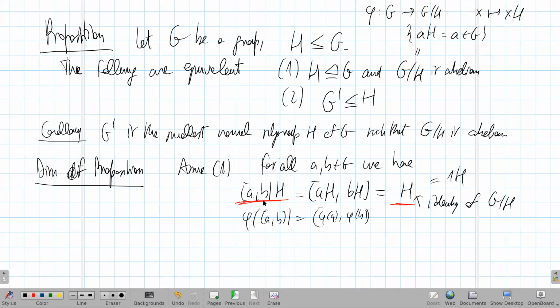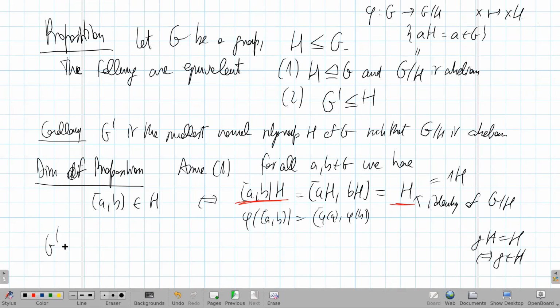But of course, what does it mean for all these cosets to equal H? This means exactly that for all a, b in G, the commutator [a,b] is in H, because you remember that there's a standard fact that a coset gH equals H if and only if g is in H. The standard fact about equivalence relations. So we have seen that assuming 1, for all a and b in G, the commutator is in H.